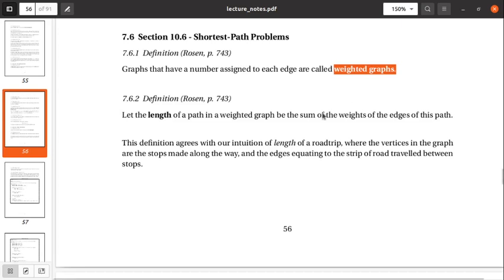Okay, so next definition: the length of a path in a weighted graph is the sum of the weights of the edges in the path. So it's the total weight, or sometimes we'll call it the length. This definition agrees with our intuition of the length of a road trip, where the vertices in the graph are the stops made along the way, and the edges equate to the strip of road traveled between the stops. Like I said, you can measure it in time if you divide distance by the speed limit, okay?